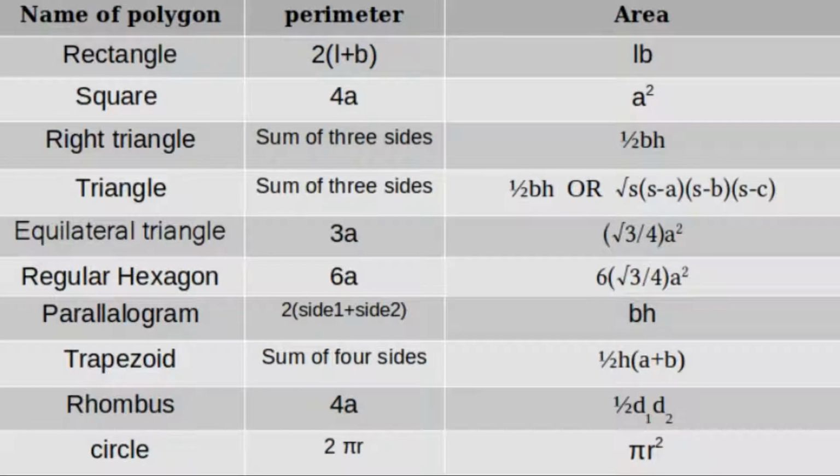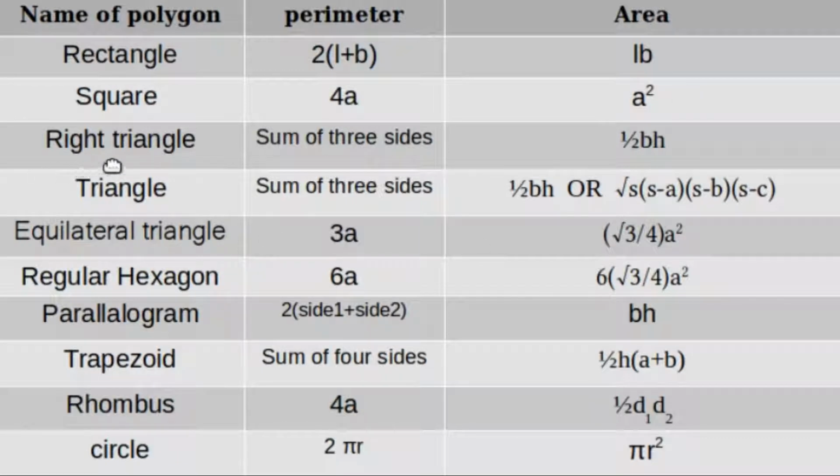Now let us recall the formulas for finding the perimeters and areas of different polygons. First is rectangle. The perimeter equal to 2 into L plus B, where L is the length and B is the breadth, and area is given by LB. In square all the 4 sides are equal, then the perimeter will be 4A and area equal to A square.